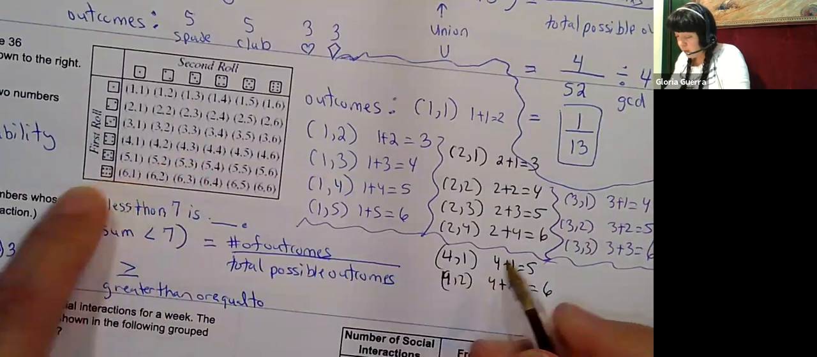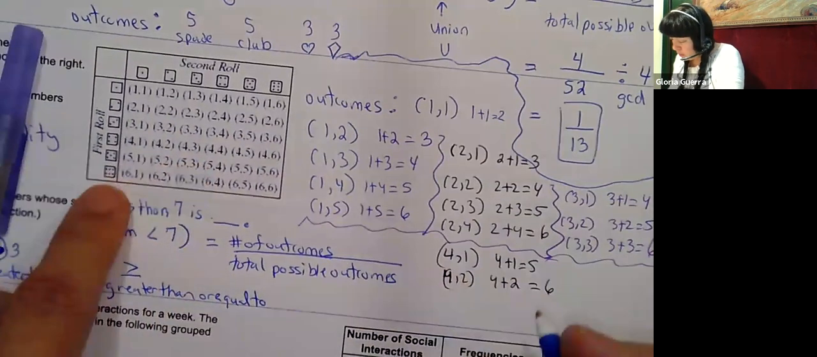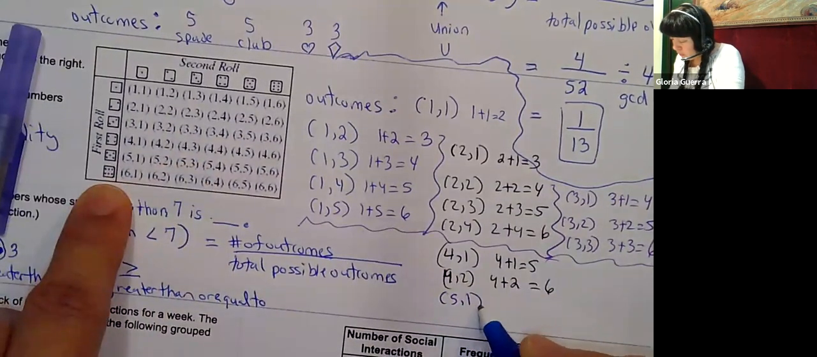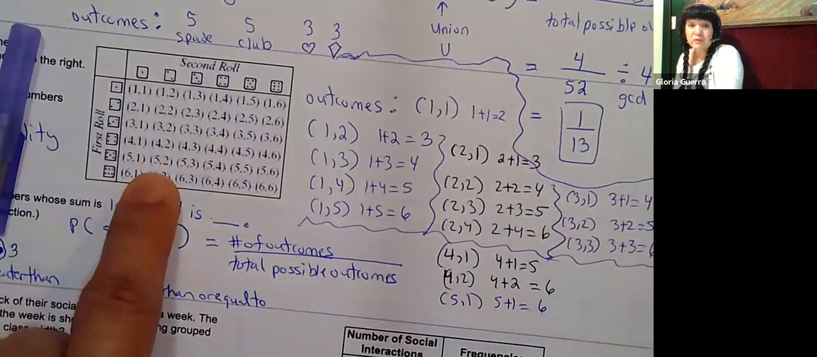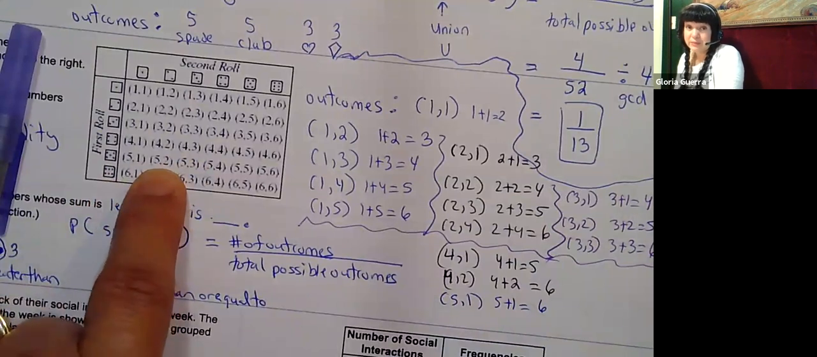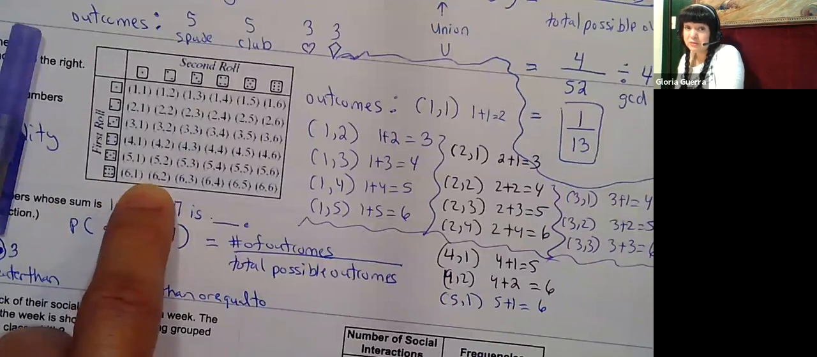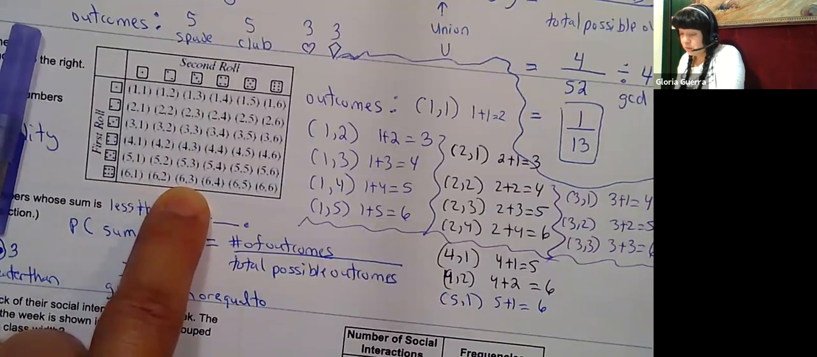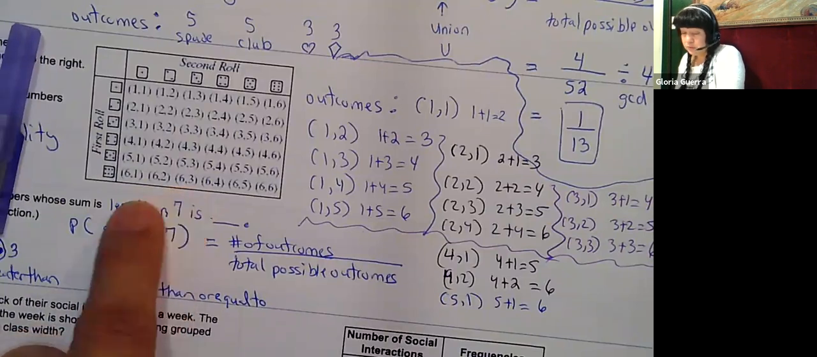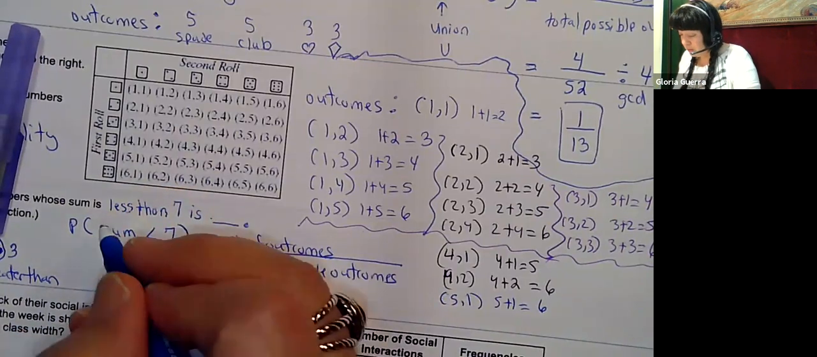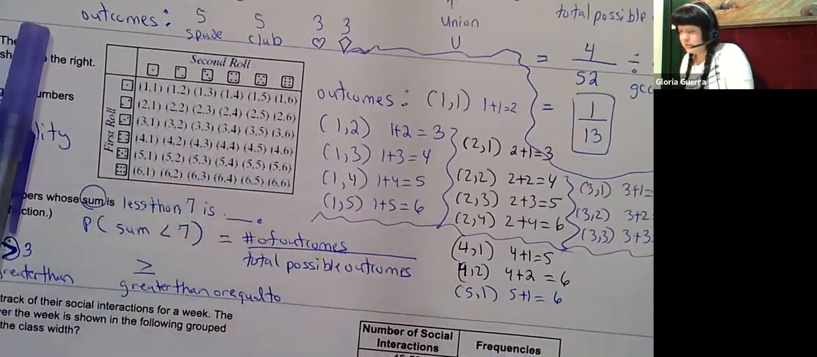Okay, so now I go to 5. 5, 1. 5 plus 1 equals 6. I have to stop there because 5 and 2 is 7. It has to be less than 7. And I can't do anything from this last row. 6 and 1. 6 and 1 is 7. It has to be less than 7. So see, these are all bigger. 6 plus 2. 6 plus 3 is 9. So I want a sum. A sum. They said a sum that's less than 7.